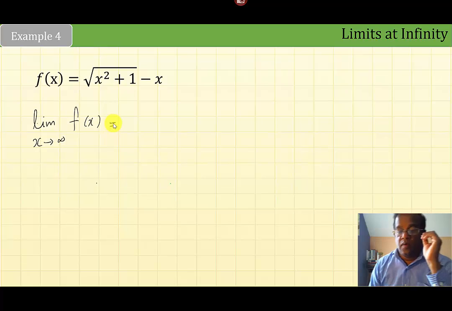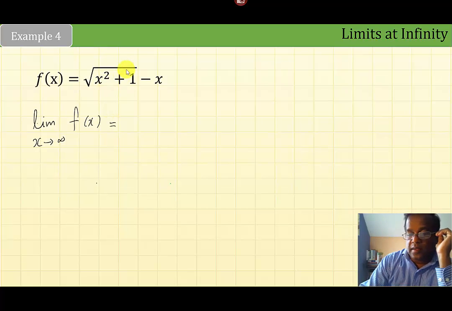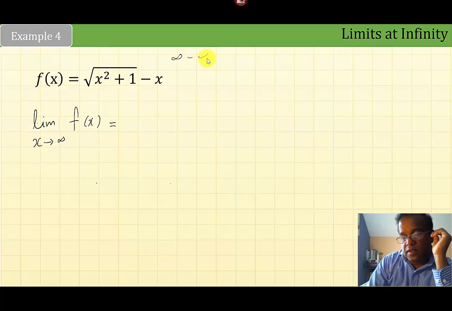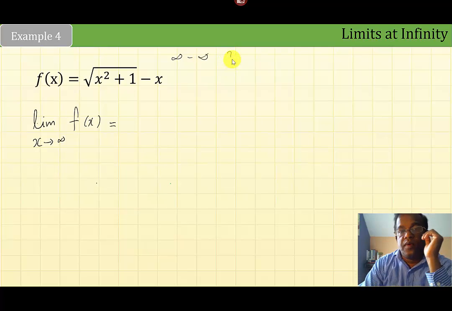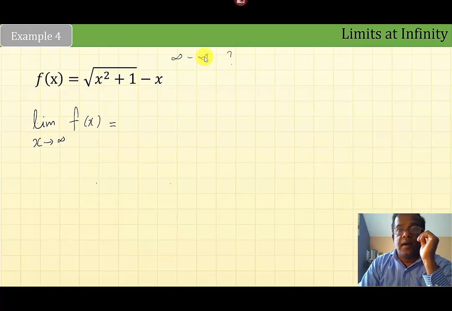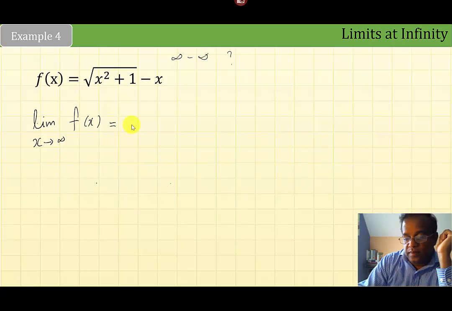Now we want to find the limit as x approaches infinity of this function. What you see here is that as x approaches infinity, this will approach infinity, and this also approaches infinity. So we have an infinity minus infinity situation. It's called indeterminate, so we need to figure out what that can be. It can be 0 or even infinity. Now the strategy is here.